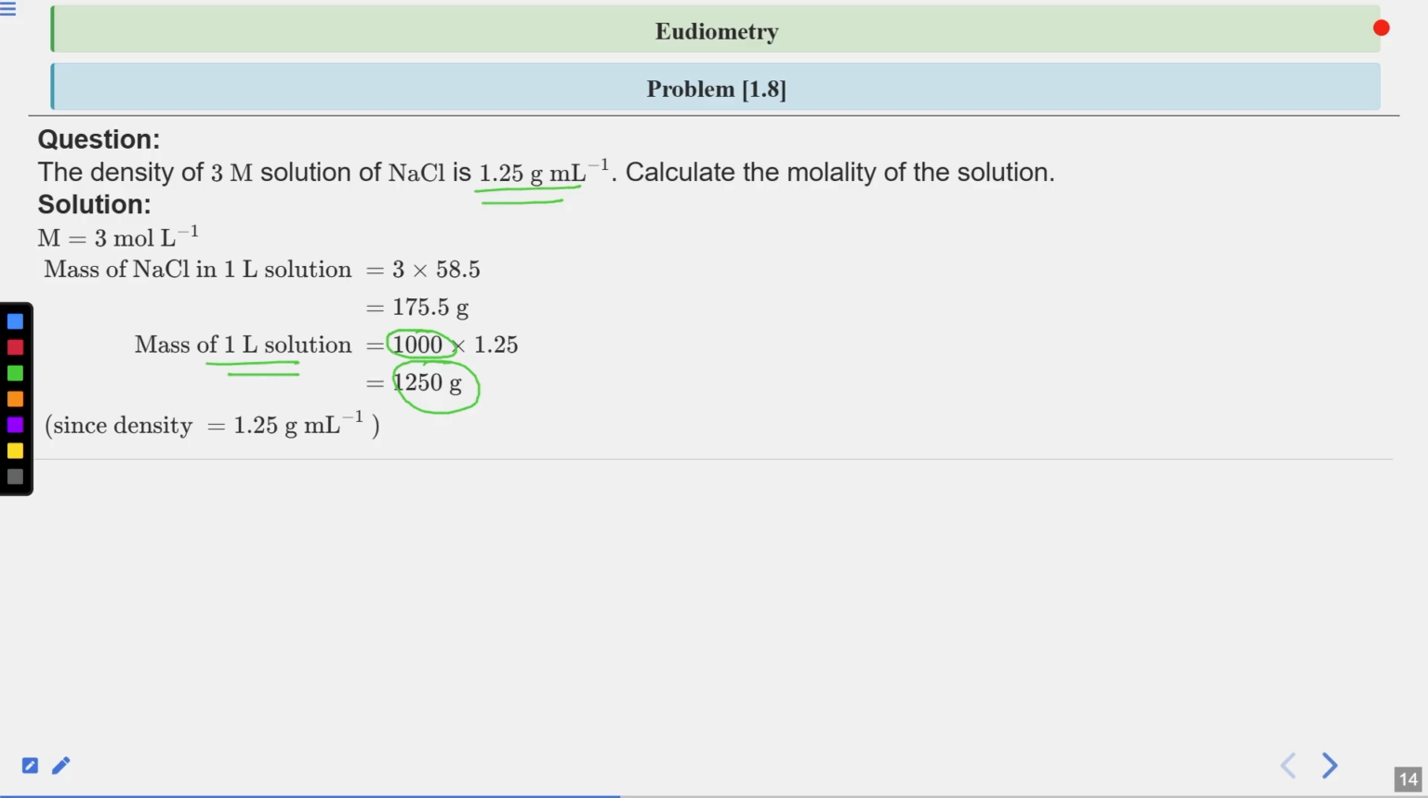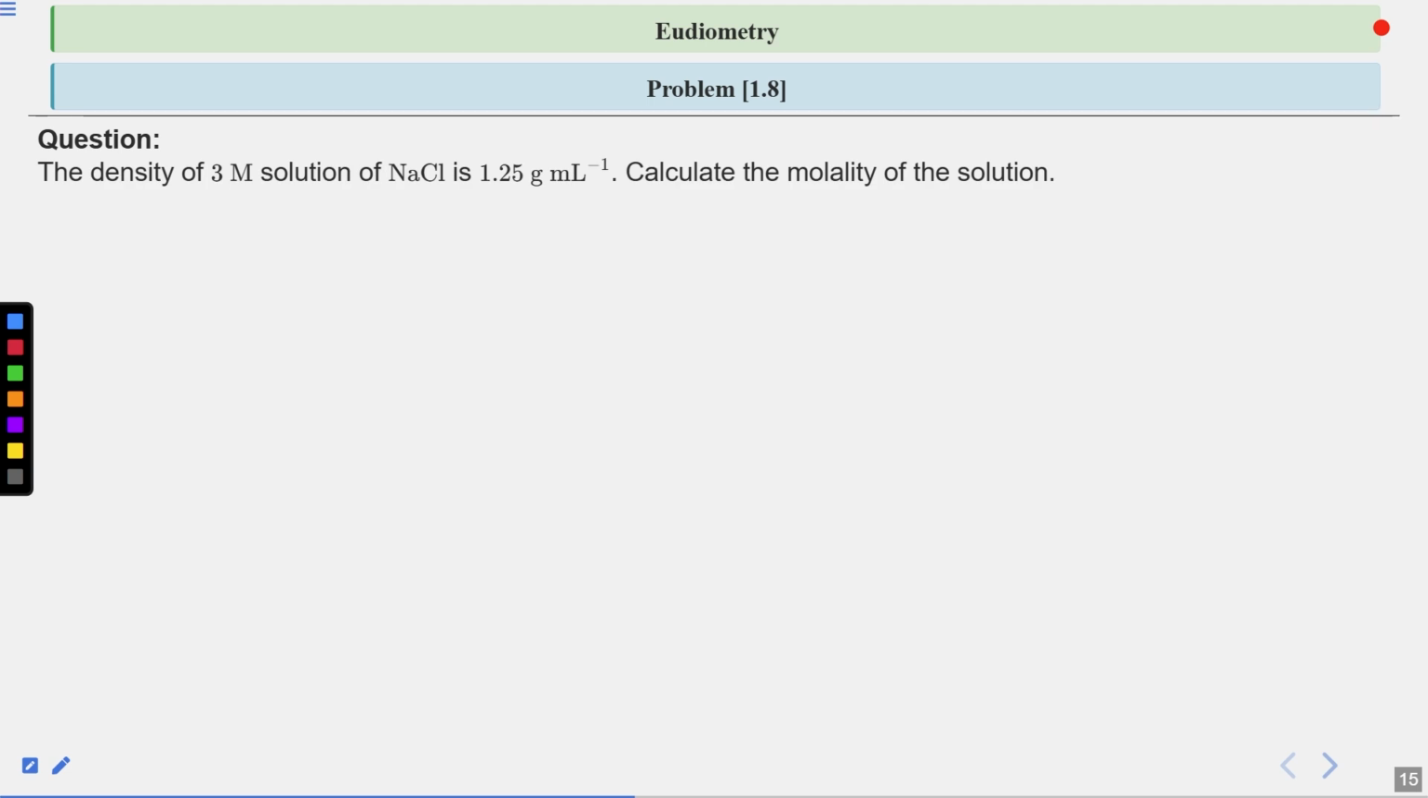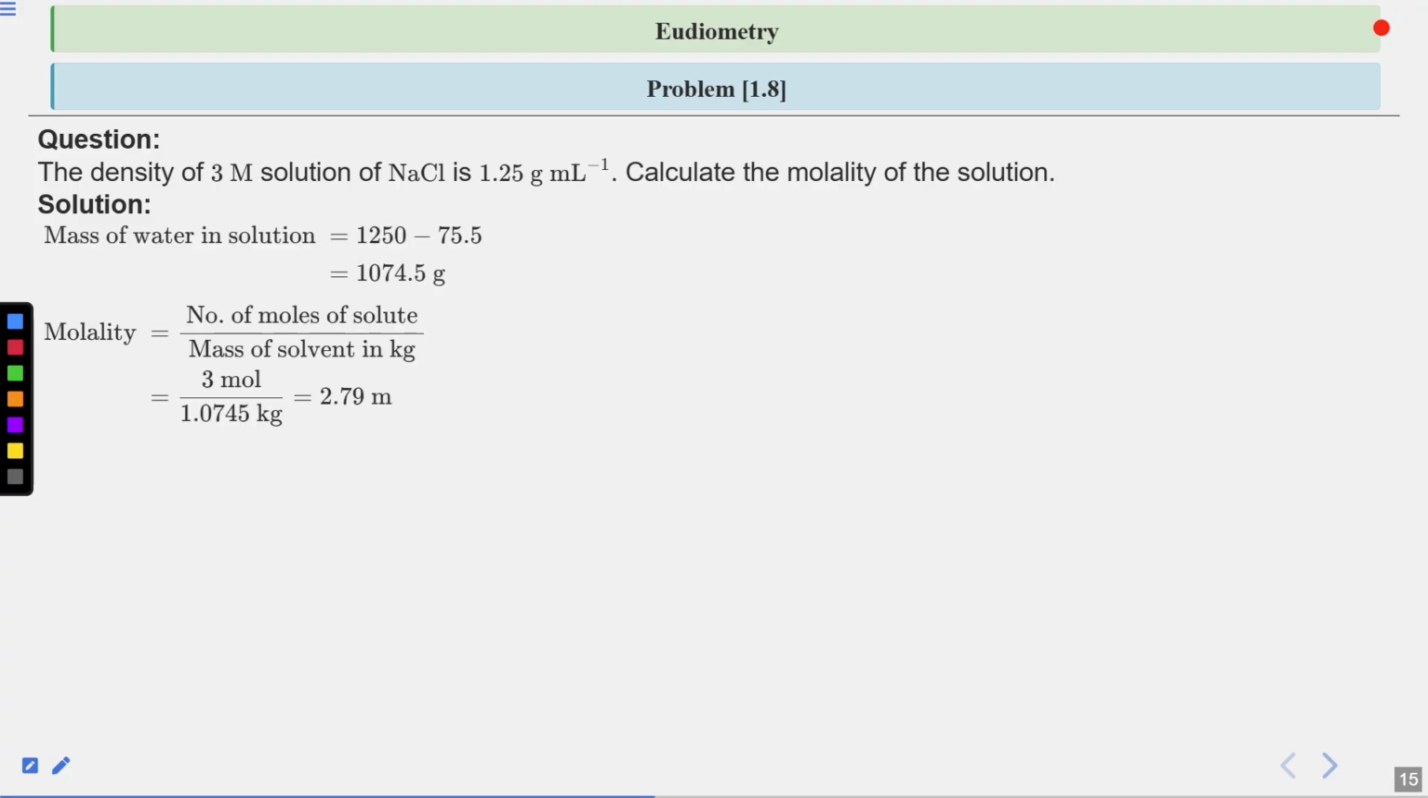Now next, what will we do? In the next part, we are focused on calculating the molality. We have the mass of the solution, and 58.5 is the molar mass of NaCl, so we have the mass of the solute. Just subtract this from the mass of the solution to get the mass of the solvent. Once we have the mass of the solvent, convert it into kg. Then you will get your molality from here, which is 2.79.